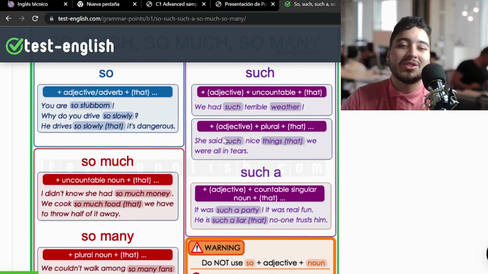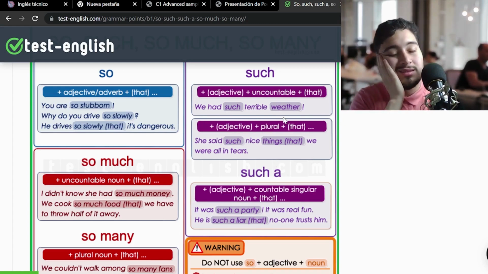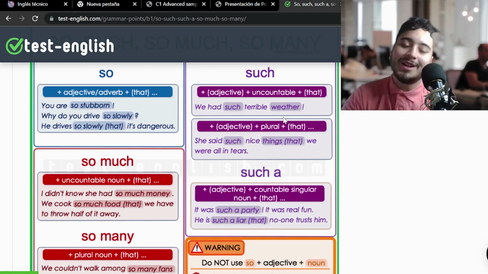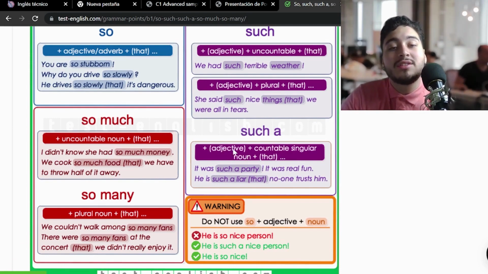And here we have "such" also with adjectives and plurals. Oh, my girlfriend tells me such nice things. I'm so in love with her. Okay, that's really nice. But now we have "such a." Such a is used with adjectives, optional, and the countable singular noun.